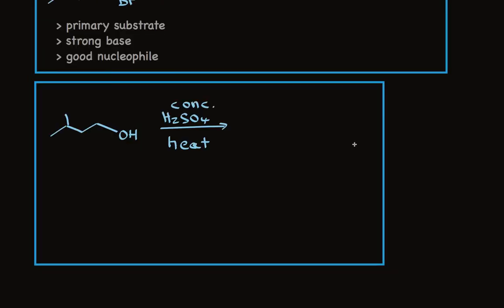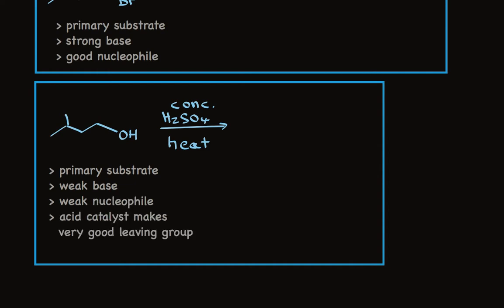Now look at this alcohol. It's a primary starting compound treated with concentrated sulfuric acid and heat. The primary substrate, weak base, weak nucleophile, strong acid catalyst that makes a very good leaving group. Together with heat, this tells us we have an elimination reaction.